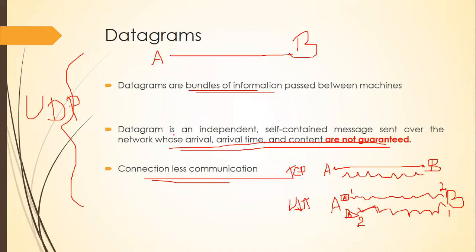That is why you say datagram is independent, self-contained. Self-contained means you will even have the address inside the packet. In the packet itself, you'll have the address, and then you will send it over the network. Arrival time, content, you have no guarantee of anything. You call it a connectionless communication.